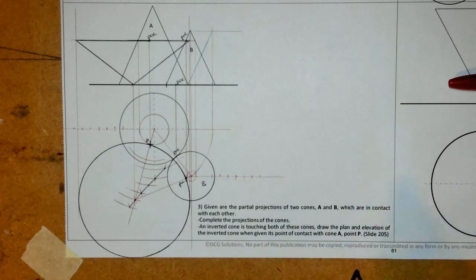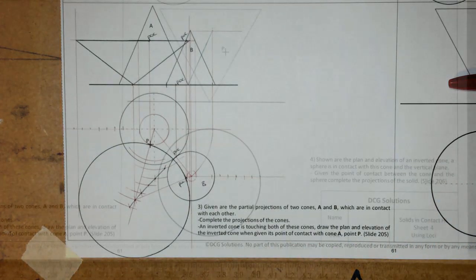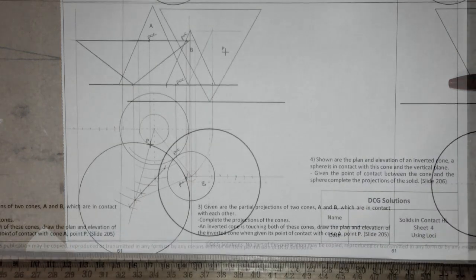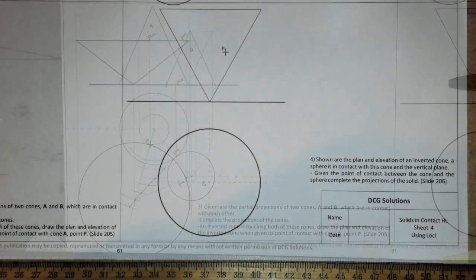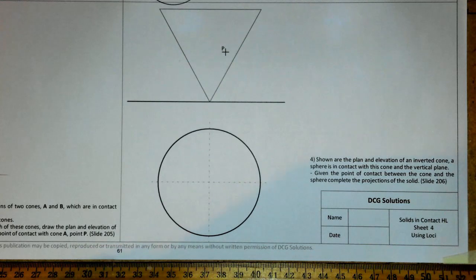So try and get that done there, guys, and what we move on to now is question 4 on this page. Right, guys, so the final question here, question 4 on sheet 4 of solids in contact. It says, shown are the plan and elevation of an inverted cone. A sphere is in contact with this cone and the vertical plane.